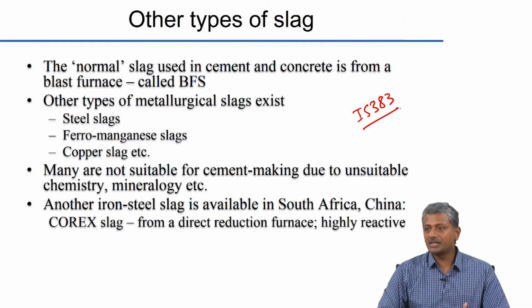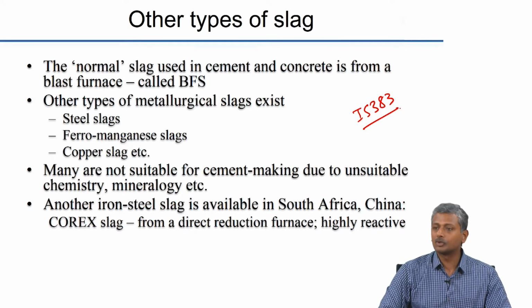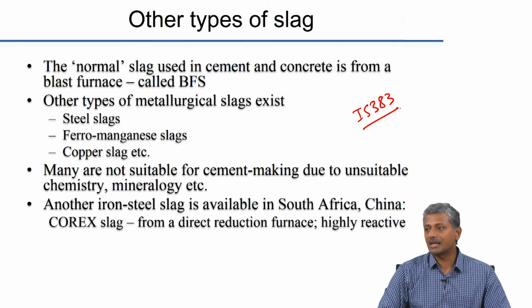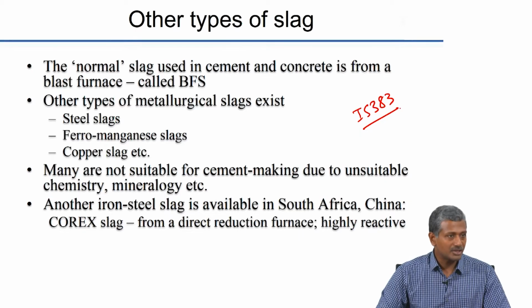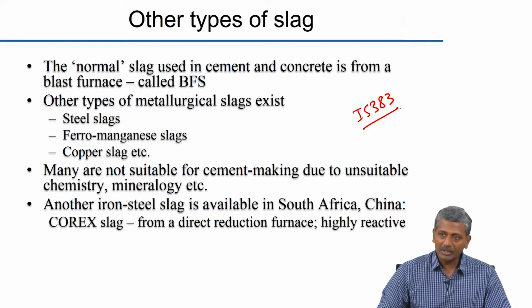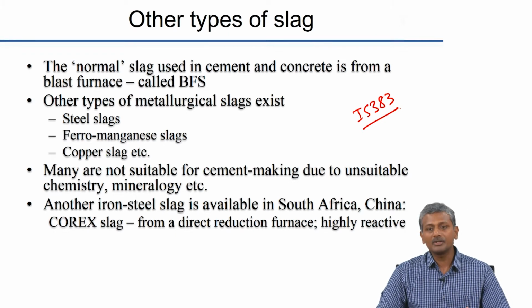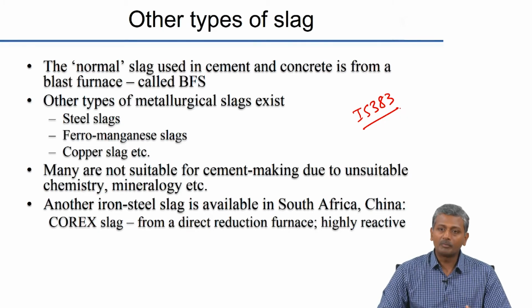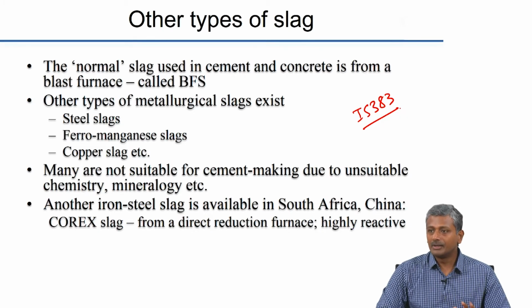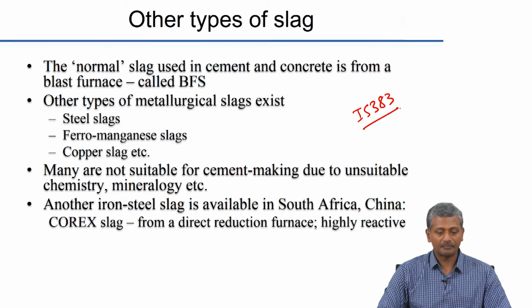Okay. Unfortunately, many of these slags that are obtained in different processes are not very suitable for cement making because their chemistry could be unstable. For example, they may be able to help in the initial stages, but in the long term the ingredients that may be found in these slags may not be suitable for reaction or may not be suitable for proper performance of the concrete. Okay. So, you need to be very careful with the kind of material that we use as cement replacement.